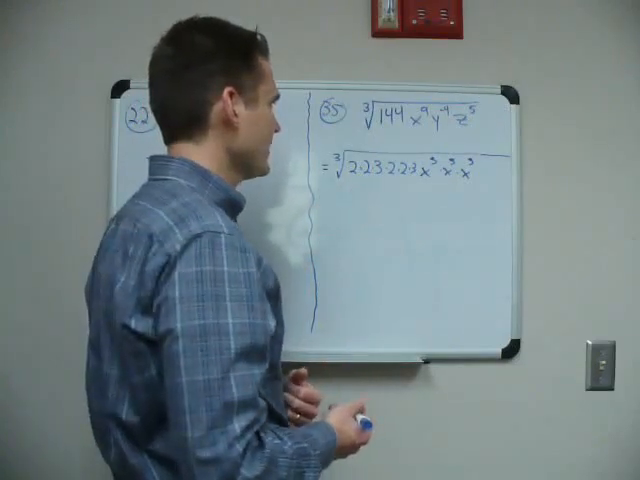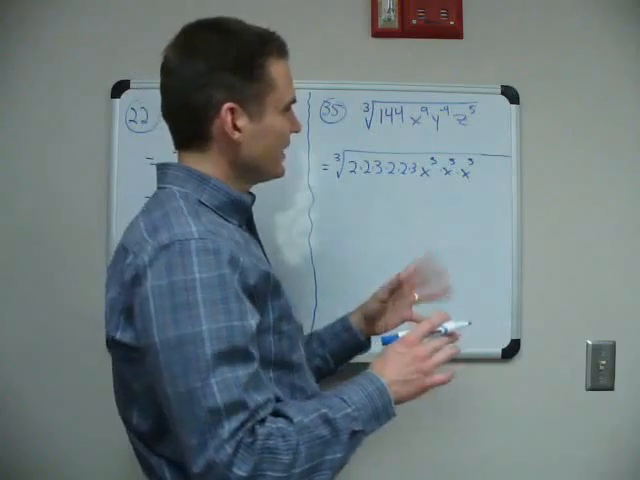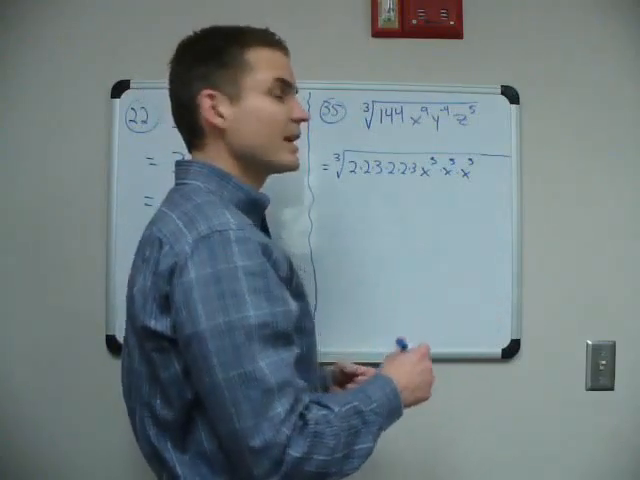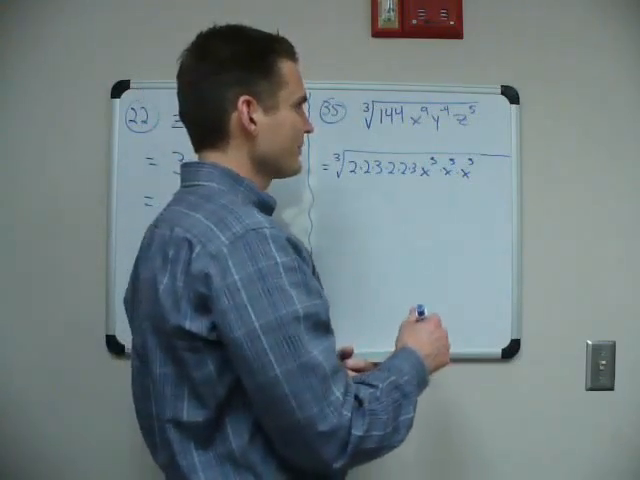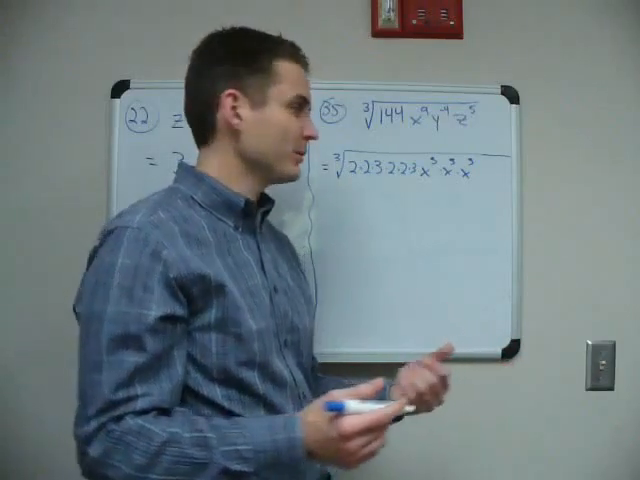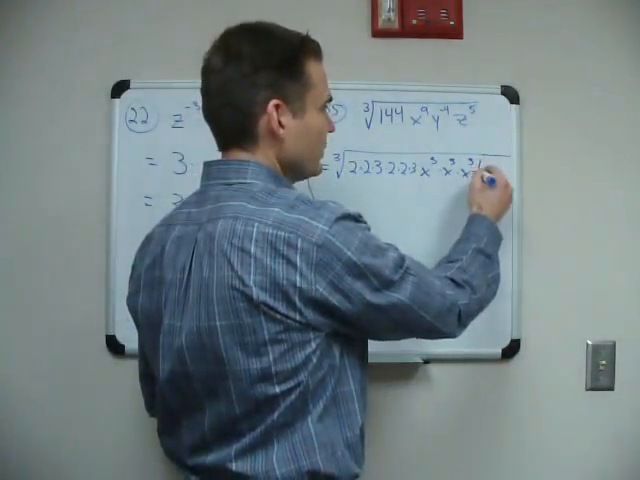Now y to the negative 4 is a little tough, but maybe we could do this one in 2 steps. Y to the power negative 4 is 1 over y to the 4th. So actually that's 1 over y.